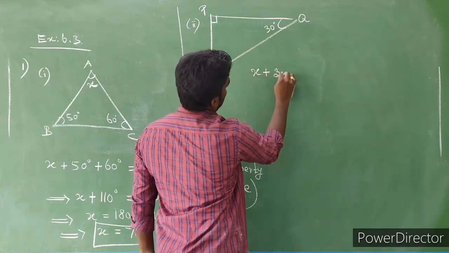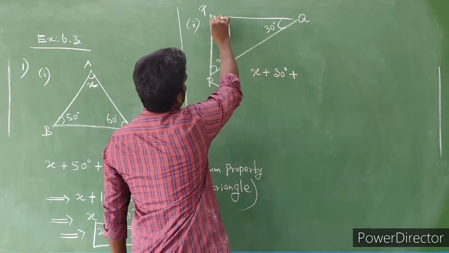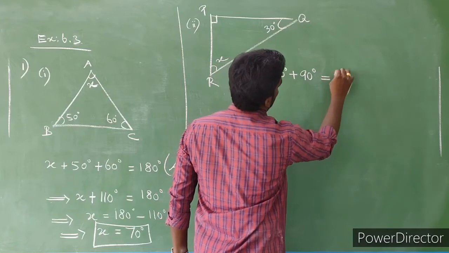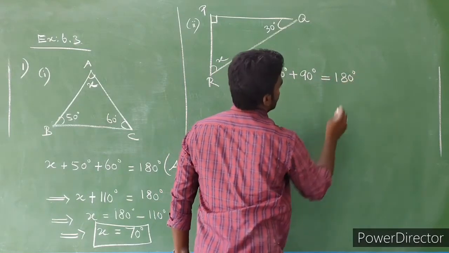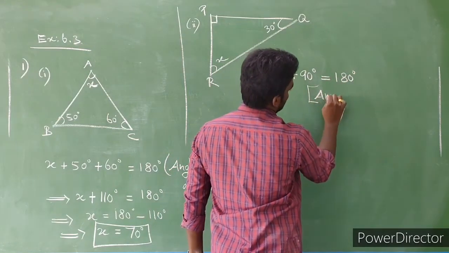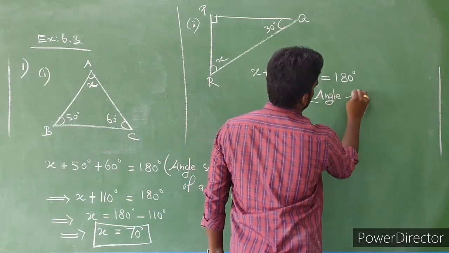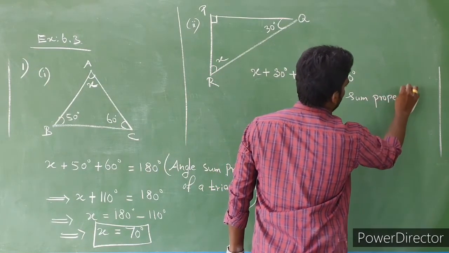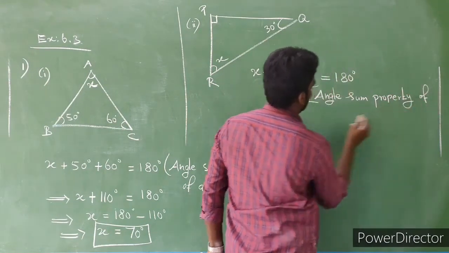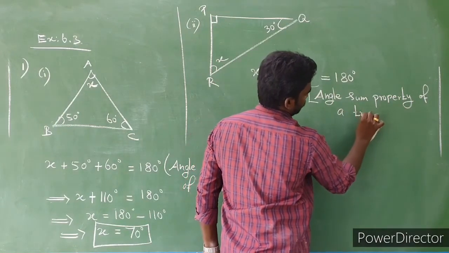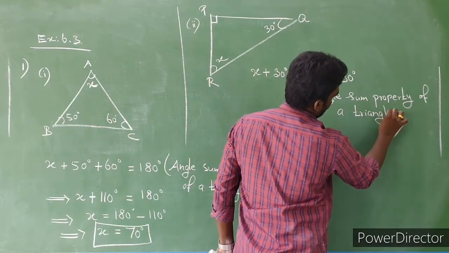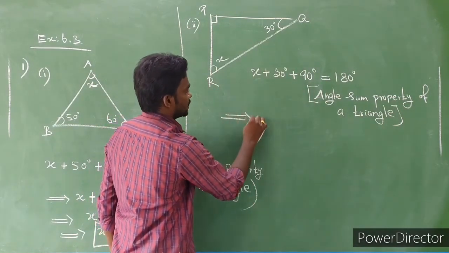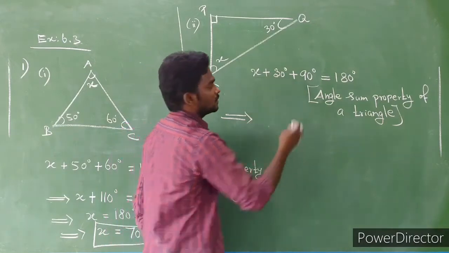x plus 30 degree plus this symbol is represented as 90 degree. So x plus 30 plus 90 degree is equal to 180 degree. By what condition? Angle sum property of a triangle. So by using the angle sum property of a triangle, the sum of interior angles, that means the sum of three angles of a triangle, is 180 degree.